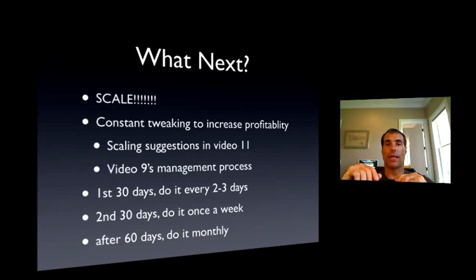In the second 30 days of a campaign, do it once a week, okay? And then after you've played around with the campaign for 60 days, probably doing it monthly is just fine, okay? And frankly, after a while, as I said on several of my campaigns, I don't really do it much at all anymore, okay? I just let the money roll in. So that's it. That's the secret. Those are the things to be looking for.